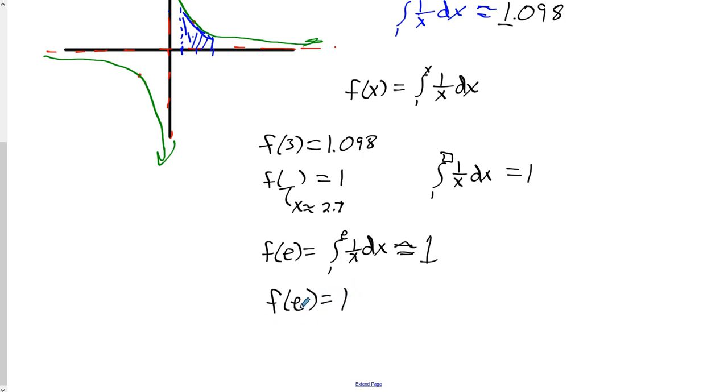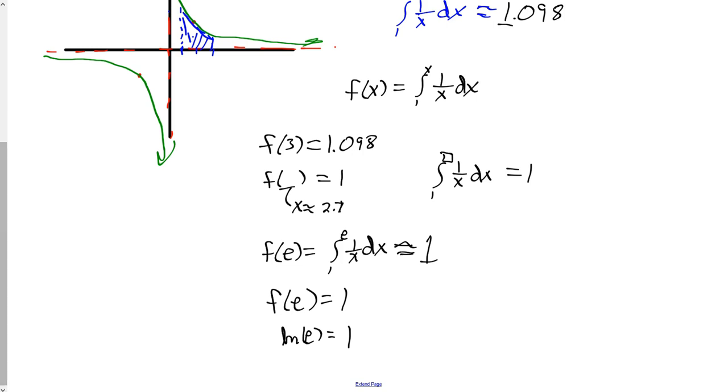Wait. You put e in, and you got back 1? Hold on a second. What's the natural log of e? The natural log of e is... Now, you're telling me you don't remember the properties of logs? Okay, the natural log and e are inverses. This gives you 1. Okay, this is just getting freakier and freakier.